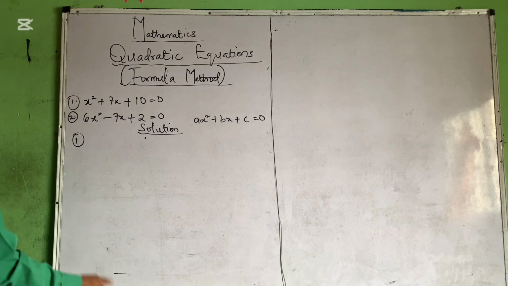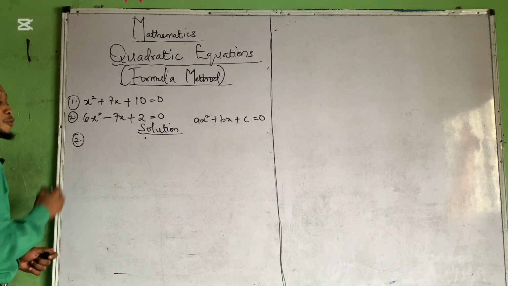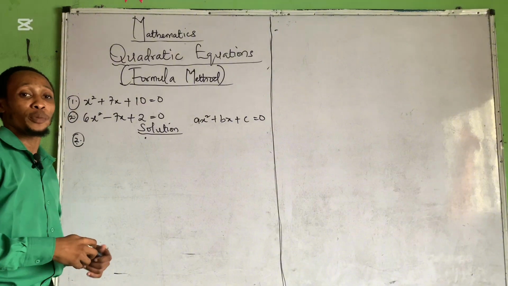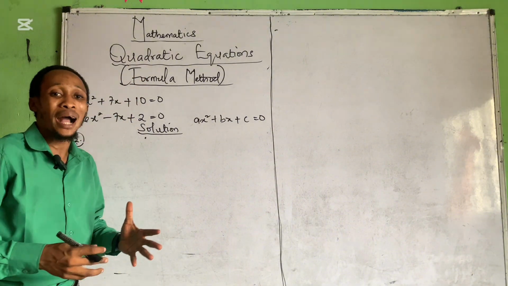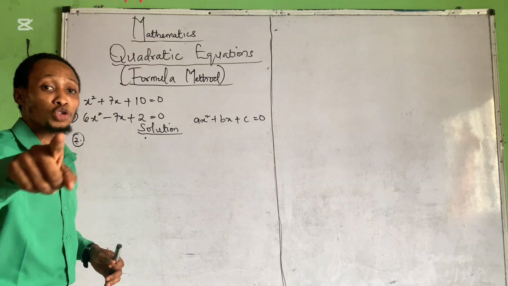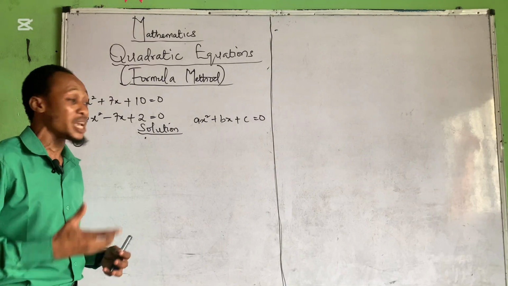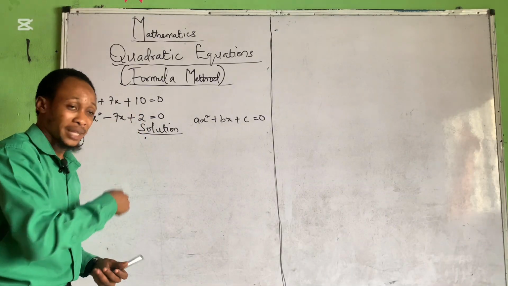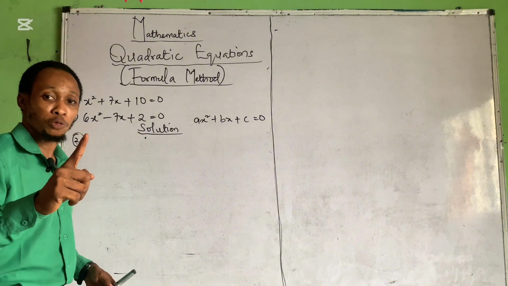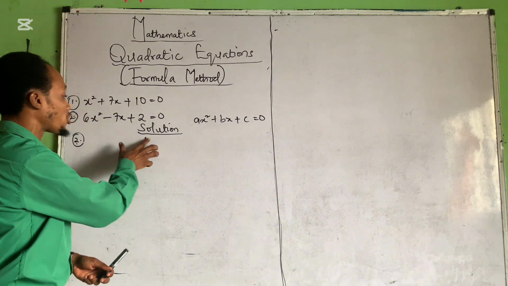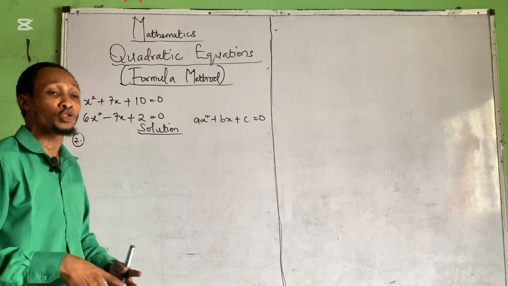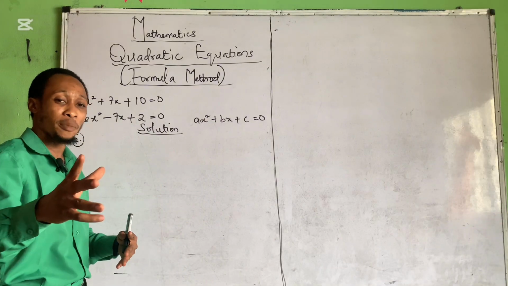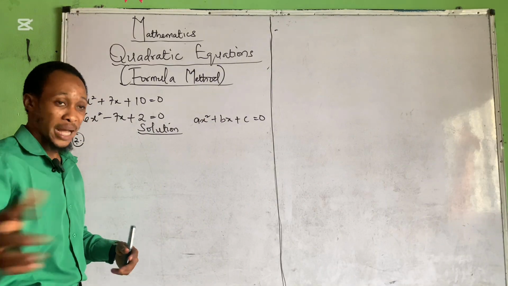All right, for number 2, it is the same question that we solved while we were using factorization method, because I just wanted to give us the same question so that you will see that we are going to arrive at the same answer. It is to show us that we can use different approaches in solving quadratic equations. The first one was factorization method, and now we are using quadratic formula method, and it is still going to give us the same answer. So sometimes you might be asked to use factorization method, and sometimes you might be asked to use formula method.